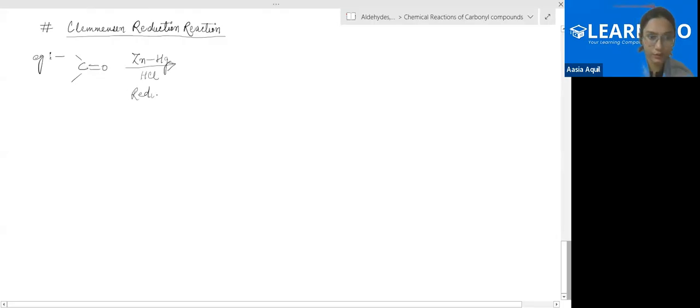ZnHg will reduce this. So what is reduction? Reduction is the removal of oxygen or the addition of hydrogen. So this will reduce this carbonyl compound, this oxygen will reduce to hydrogen, or you can write it as CH2 plus water will be removed.